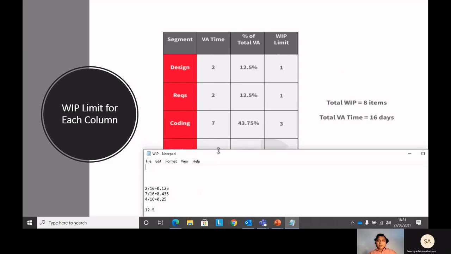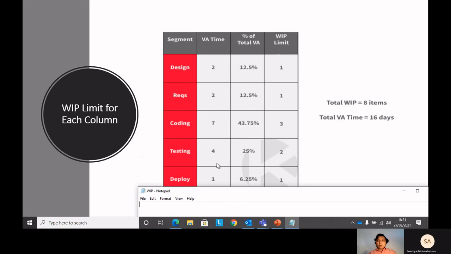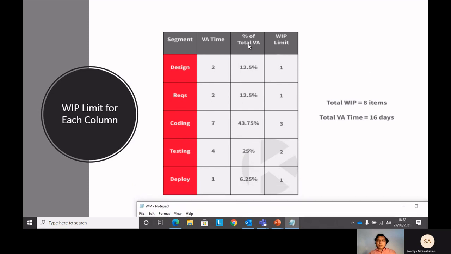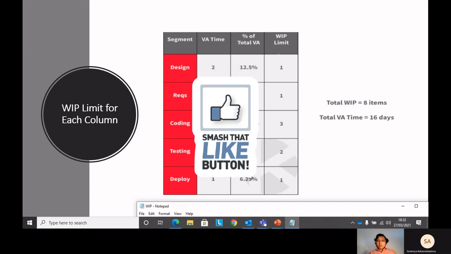Similarly, we are doing it for everyone. So for coding, 7 value add time divided by 16, the total value add time, comes to around 0.4375, and that's the reason they mentioned 43.75 over here. So this is how the individual percentage of total value add comes out. If you divide 4 by 16, it will be roughly 0.25, so that's the reason it's 25 over here. This is how the percentage of total value comes. I hope this is clear by now.